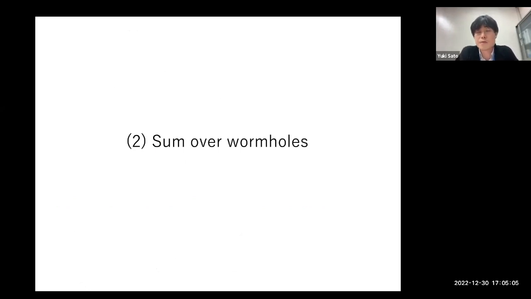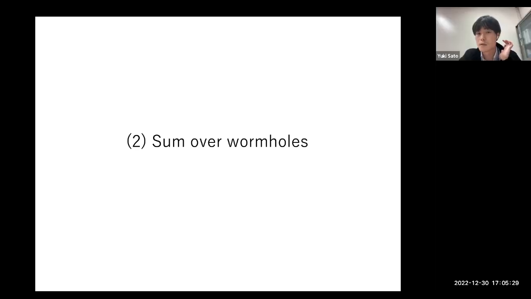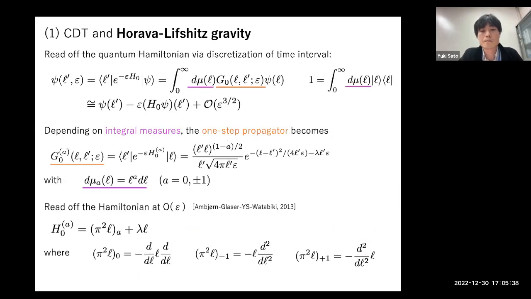Next, I wish to introduce wormholes in the CDT setup. Any questions so far? I have one question. Yes. Can you explain intuitively why only the projectable theory agrees with the CDT? So what about the non-projectable theory? Why do you only have a projectable theory in this computation? Okay, that's a very good question, I think.